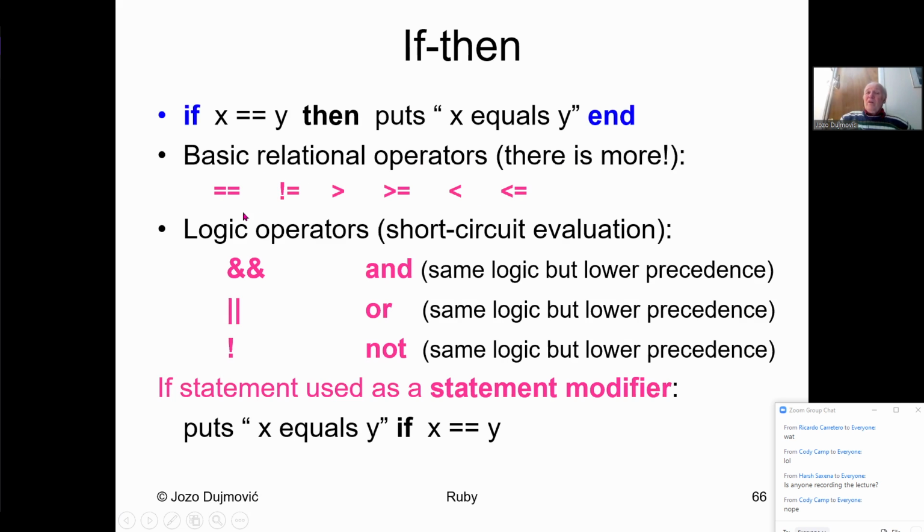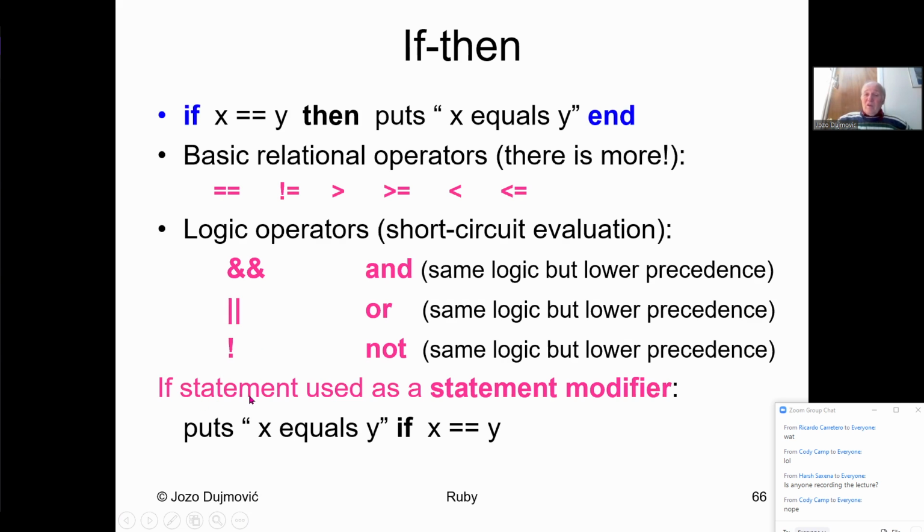Basic relational operators are the same as C, C++, and Java. You have equal, not equal, greater than or equal to, less than or equal to. Logic operators: there are two sets of them, and, or, not, and and, or, not. But this set comes at a high priority level, and this set comes at a low priority level. So they are the same, but you have precedence between these two. So you can write and, or, not if you want, or &&, ||, !, but pay attention to precedence.